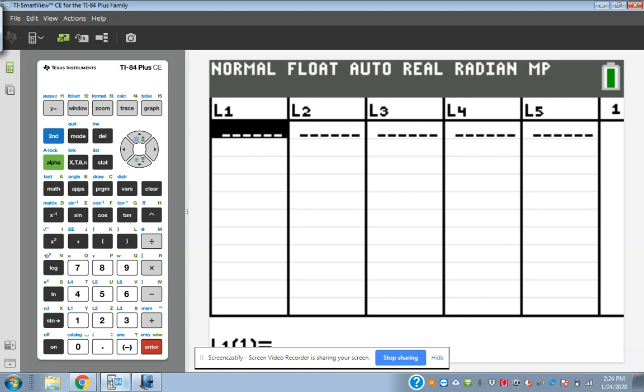If you got something in list 2, go over there, press the up arrow, hit clear, hit enter, and get rid of it. So you want list 1 and 2 to be empty right now. It doesn't matter if there's anything in the other list. You got stuff in list 3 and 4, don't worry about it. We're not going to use those anymore. Okay. So list 1 and 2 need to be empty.